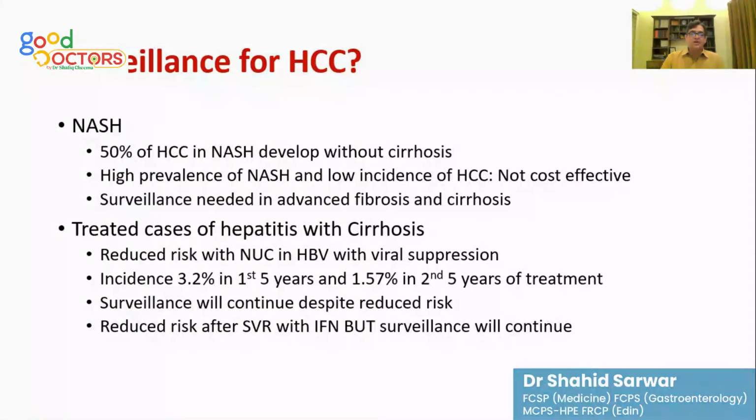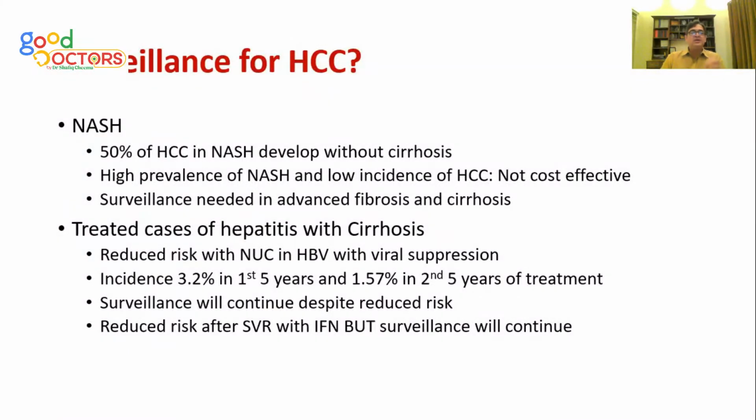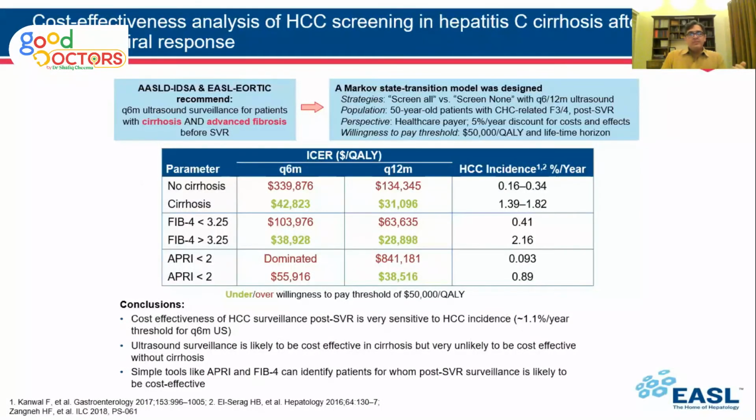So surveillance needs to be continued in patients with hepatitis B with liver cirrhosis, even if they have persistent viral suppression. Even for HCV, even after SVR, you need to continue your surveillance program in patients with cirrhosis. What about those who have got SVR with the newer drugs, DAAs, in hepatitis C? If cirrhosis is already present, the risk still remains high. It is around 1.39 to 1.82%. So surveillance is still cost effective in patients with cirrhosis, even after achieving sustained viral response.